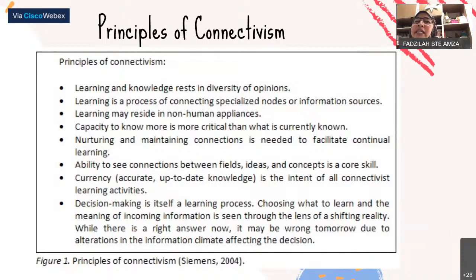Reside in non-human appliances. What do you think the challenge in connectivism? Okay, kita jawab nah. Capacity to know is more critical. Nurturing and maintaining connection is needed.